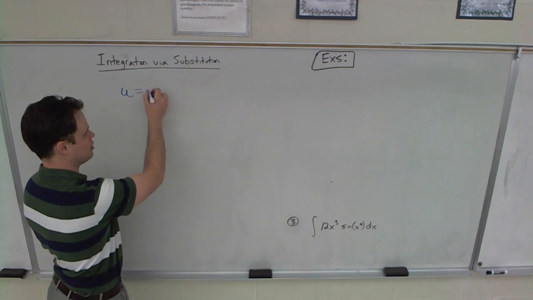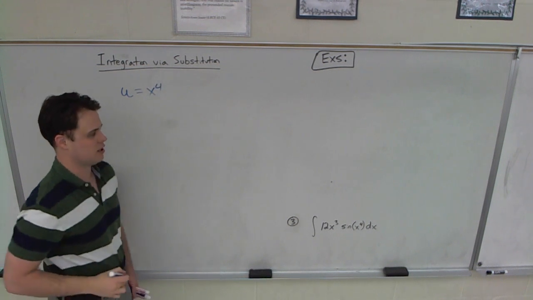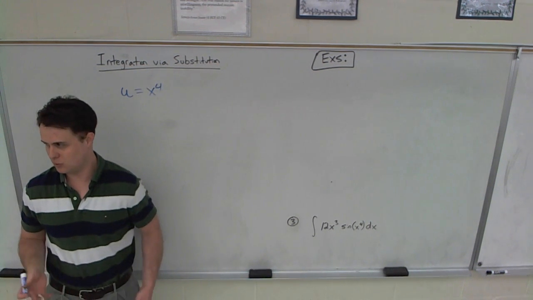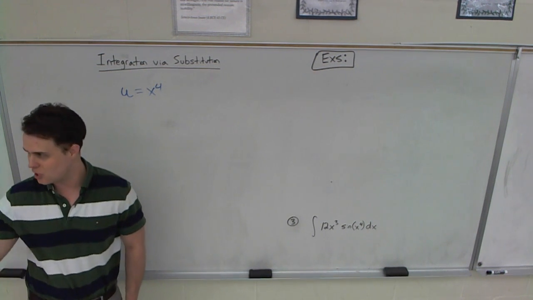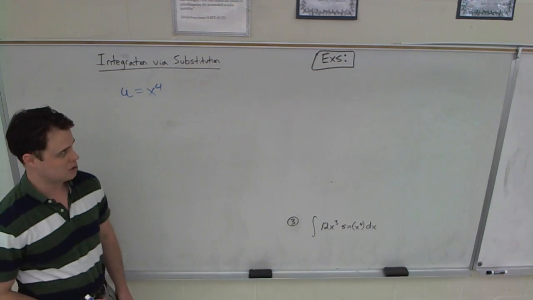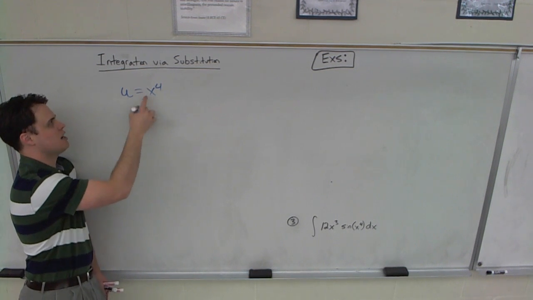This one, though, I don't think there's a lot of insides. If the inside is not x to the 4th, it's pretty hard to guess what it would be. Maybe sine x to the 4th, exactly. Good. Let's just try this one, though. So if u is that, then du is what?